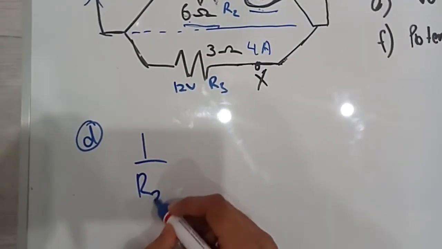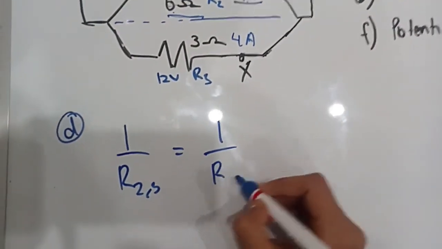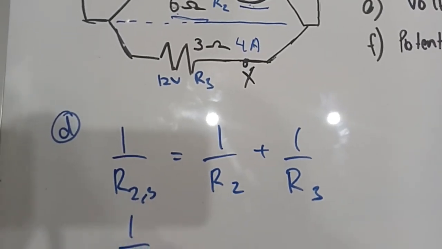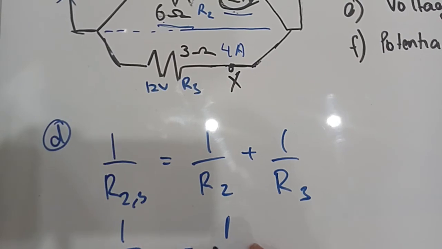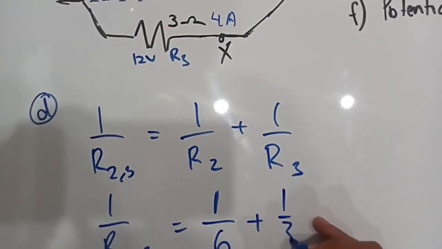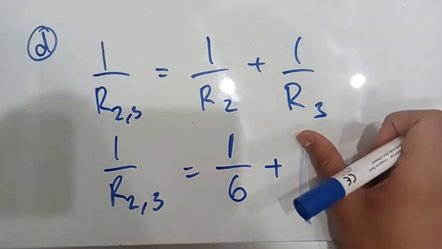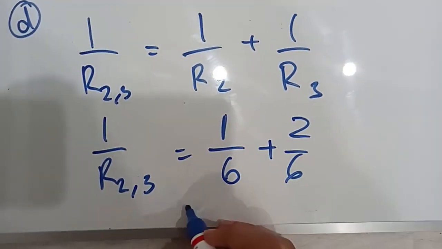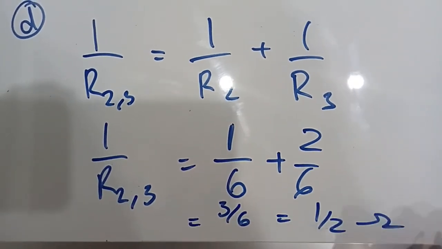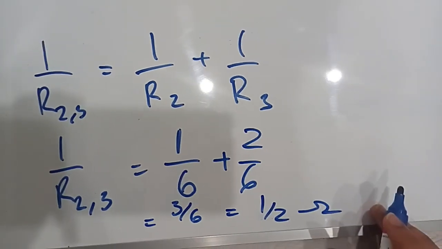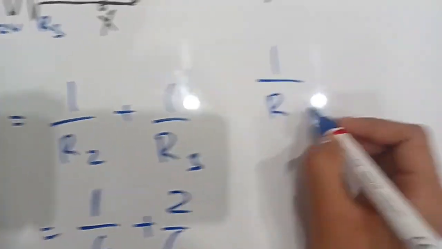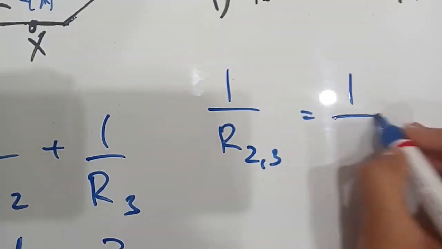So 1 over R2,3 equals 1 over R2 plus 1 over R3. Okay, now 1 over R2,3 is 1 over 6 ohms plus 1 over 3 ohms. But this we can write as 1 over 6 plus 2 over 6 ohms. This is 3 over 6 ohms, which is half an ohm. Okay, so 1 over resistance 2,3 is half an ohm.